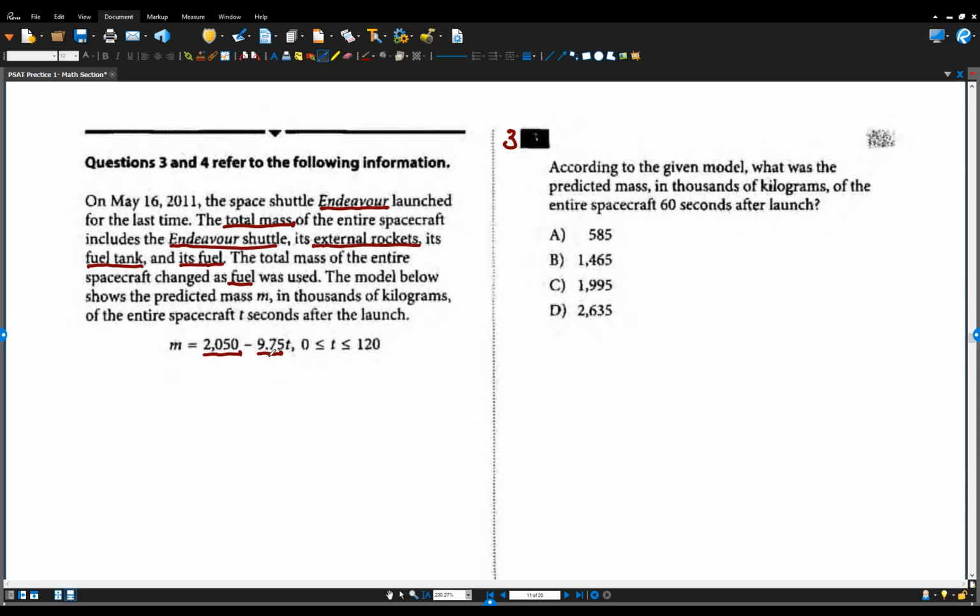So try number 3. According to the given model, what was the predicted mass in thousands of kilograms of the entire spacecraft at 60 seconds? Okay. Now the new mass is what, 2050 minus 9.75 every second because the fuel, right? The fuel is going out. So we multiply by 60, isn't it?